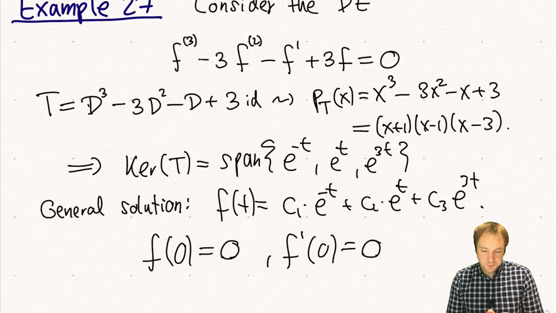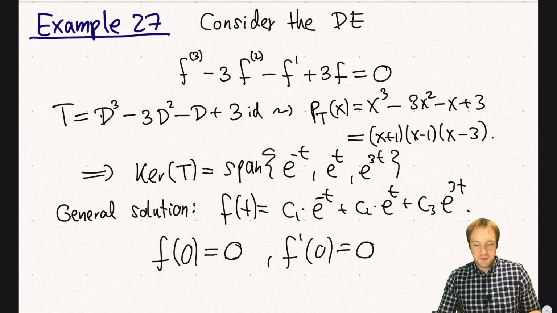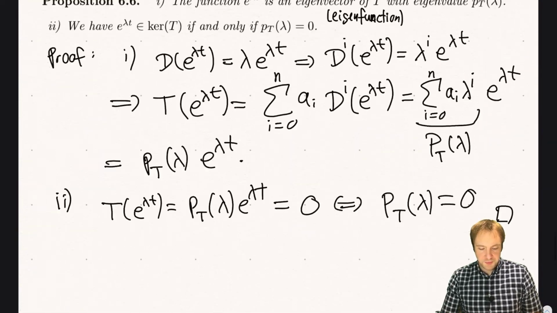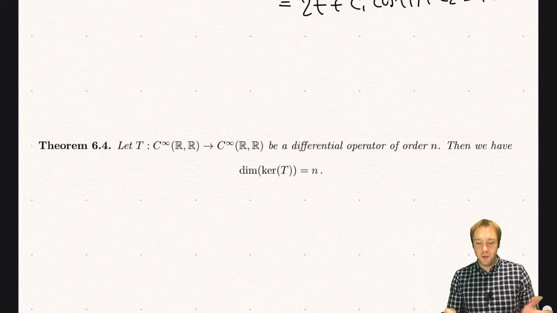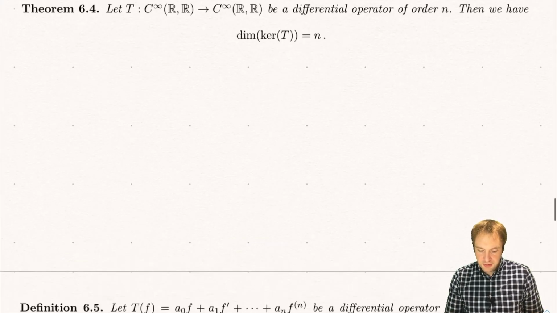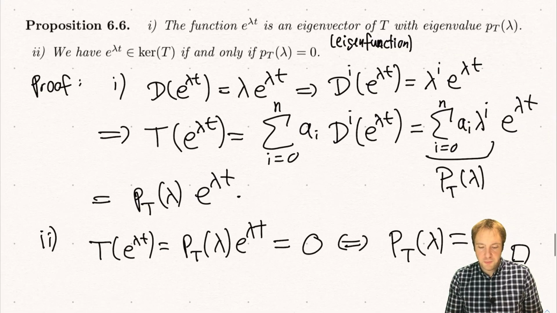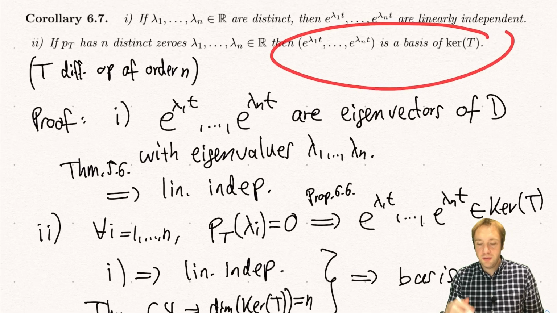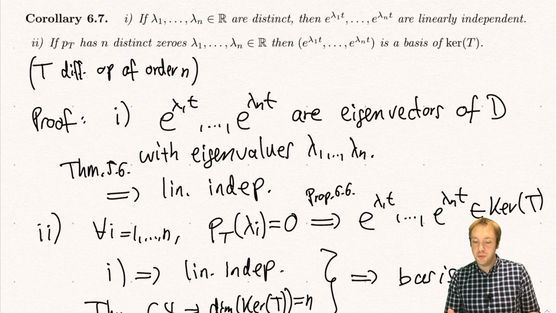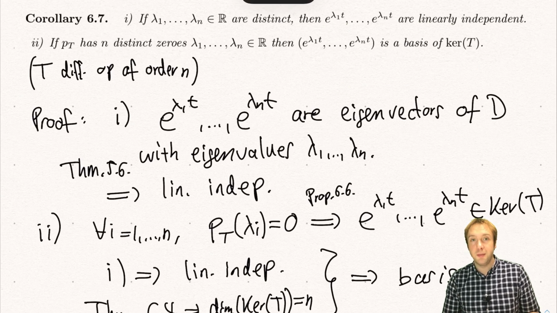Okay, but next time we will then prove this theorem, which states that the dimension of the kernel is always n, and also see the extended version of finding elements in the kernel, so in other words, solutions of the homogeneous equations. And then maybe also do one more example.